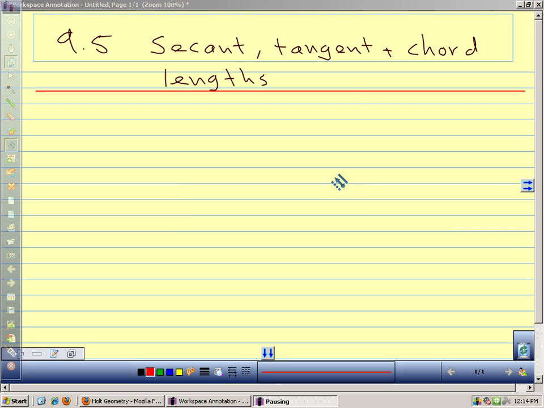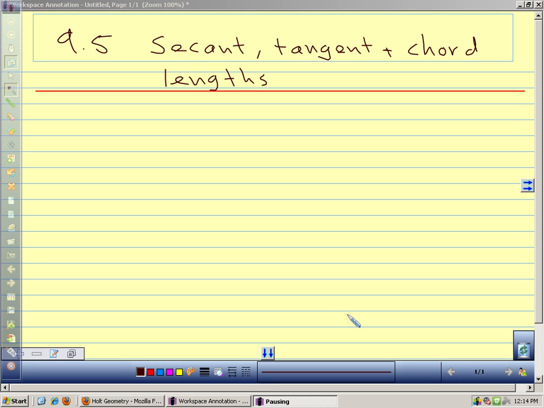All right, so we're talking about secant, tangent, and chord lengths. So we have four different combinations that we're going to talk about, depending on whether we have a secant, a tangent, chords, and where they intersect. So I'm going to give you the theorems, and then we'll draw a picture. I'm going to make the pictures match up to the pictures inside your flip book.